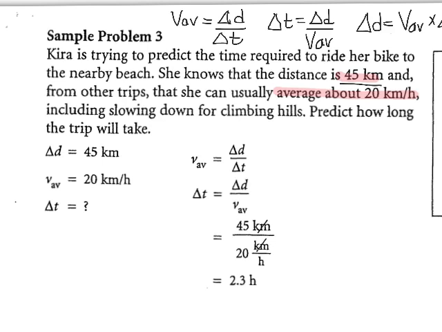Now all you do is plug in your information into the appropriate spots. Delta D we know is 45 kilometers, so it's above the bar. Average speed we know is 20 kilometers per hour, so it's below the bar. And it also looks like this, just so that you understand how it can also look. So we have our 45 kilometers, and here it says it's dividing by 20 kilometers per hour.